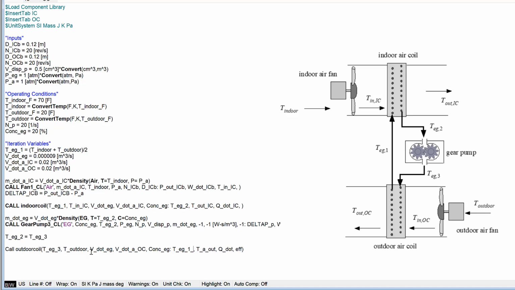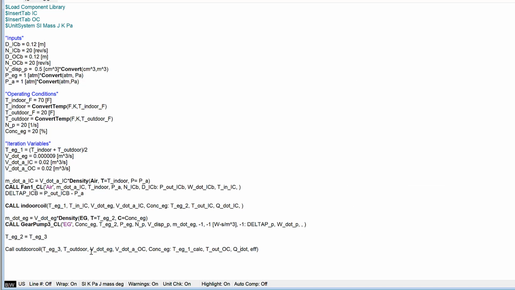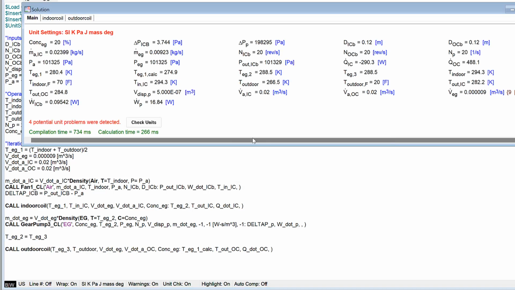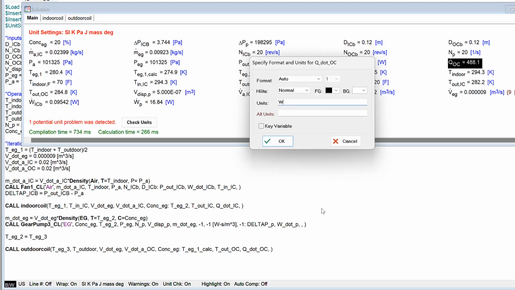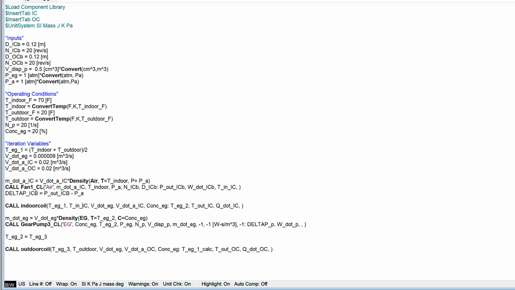Of course, I already guessed TEG1, so let's call this TEG1 calculated. And this is then the outlet temperature on the air side, so TA out OC. This is Q dot OC, and if I cared, I'd also get the effectiveness, which I don't think I do. So let's go ahead and calculate that. Make sure it works, and it does. Set all the units. This is Kelvin, and I think this is in watts, and there's no unit problems. I should really be saving this as I go.